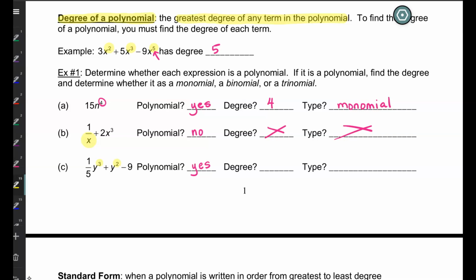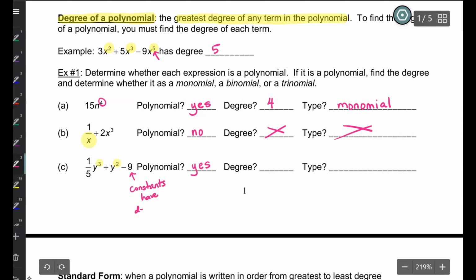9, technically that has, just so you know, this is what we call a constant. Constants always have degree 0. So we want to look at what's the largest degree of any term. That's going to be the 3. So that's our degree. And then the type. So how many terms do we have? Well, we've got a plus and a minus separating 1, 2, 3 parts. So trinomial is when you have 3.